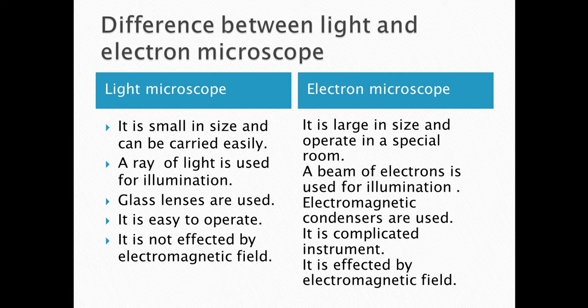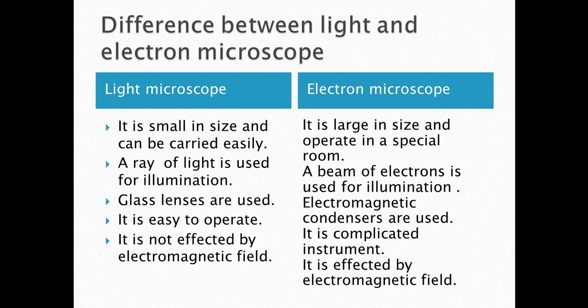In light microscope, a ray of light is used for illumination. Illumination means light. On the other hand, in electron microscope, a beam of electrons is used for illumination. Here is a word, beam. Beam means ray.